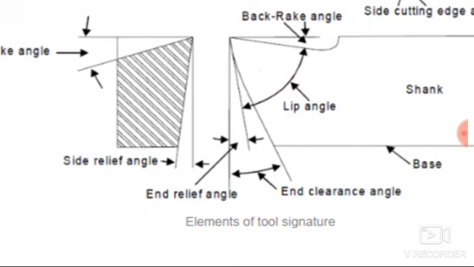So if you understand this diagram carefully, then you can easily write the definition of each and every angle. Here you can see the end relief angle. It is nothing but the angle made by the surface immediately below the point of the cutting tool and a line perpendicular to the base of the cutting tool and measured in a plane which is perpendicular to the flank. That is known as the end relief angle.